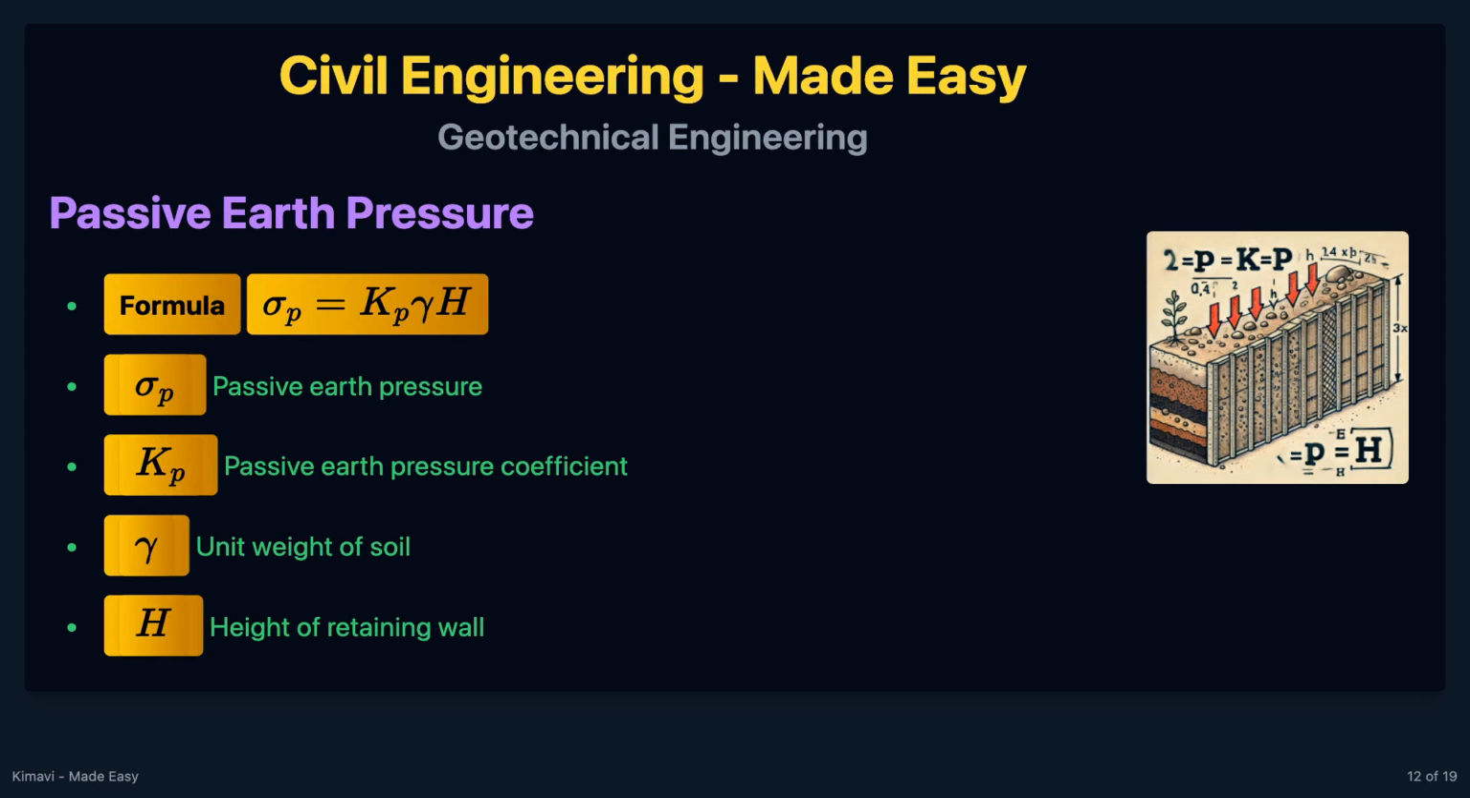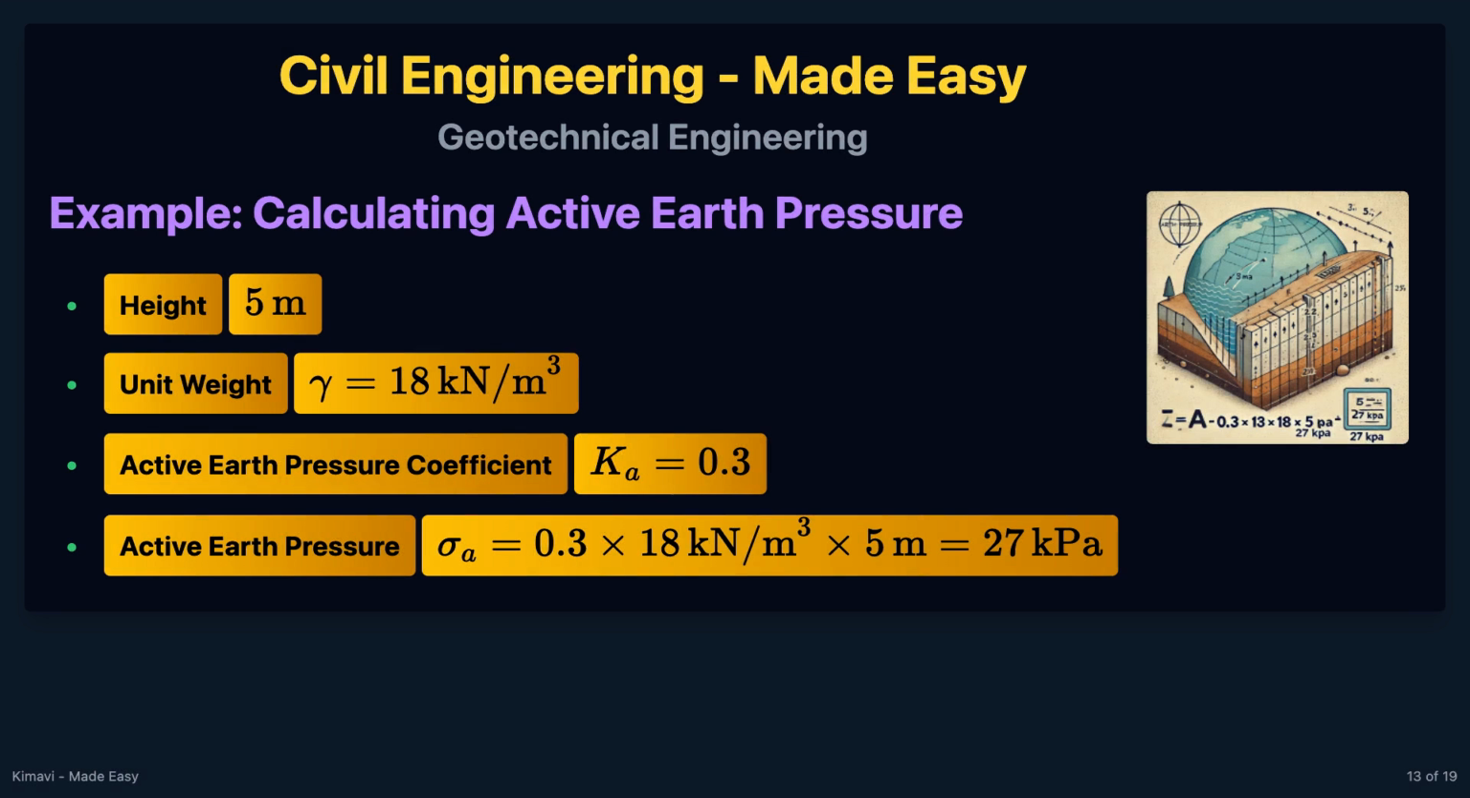Passive earth pressure can be calculated using the formula sigma P equals Kp gamma H, where sigma P is the passive earth pressure and Kp is the passive earth pressure coefficient. For a retaining wall with a height of 5 meters, unit weight of soil 18 kilonewtons per cubic meter, and an active earth pressure coefficient of 0.3, the active earth pressure at the base of the wall is calculated as sigma A equals 0.3 times 18 kilonewtons per cubic meter times 5 meters, which equals 27 kilopascals.